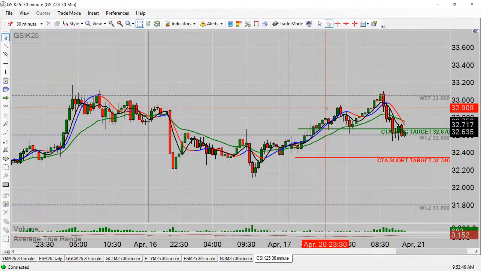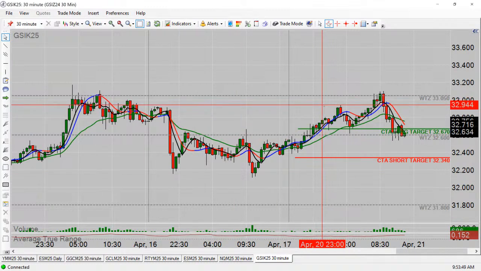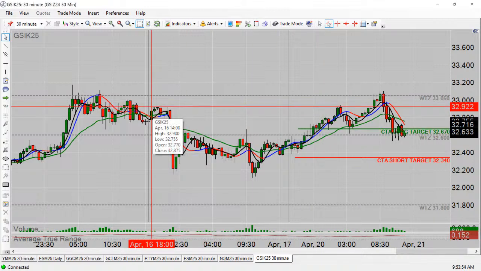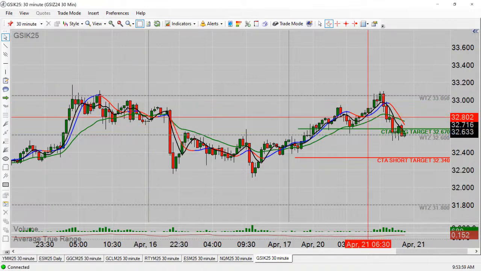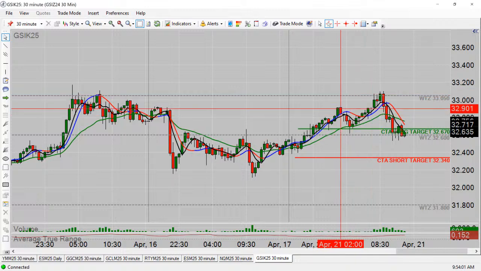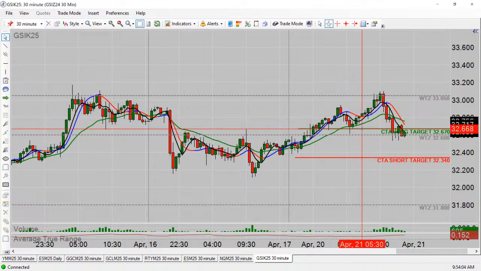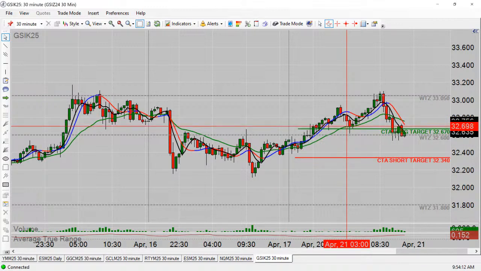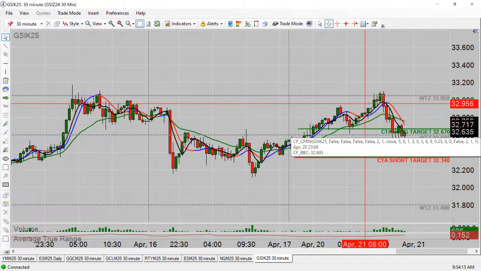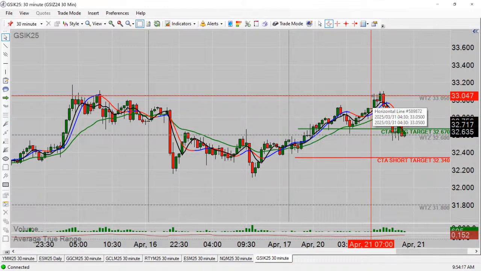Then we get a leg here that takes us, see this area here and this area here, those are both important areas, okay? This time on this pullback, as you can see, again, the top of the long target held as support along with the BBC. The pullback to the BBC holds more often than not. And then you get a big leg, takes you all the way up to the zone. Only takes 2 pennies in silver to get your goal for the day.